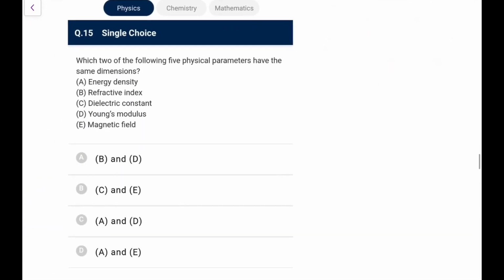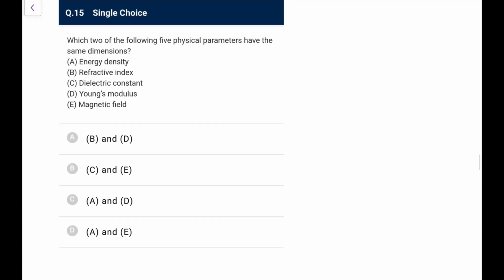Next, which one of the following pairs of physical parameters have the same dimensions? Energy density, that is energy per unit volume. Refractive index is dimensionless. Dielectric constant we will check. Young's modulus is the same as stress, that is force per unit area. Force per unit area can be written as follows: energy is force into distance, and volume can be area into length. So these two are the same. So first of all, A and D are the same, I can directly make out, so we'll go for option C here.